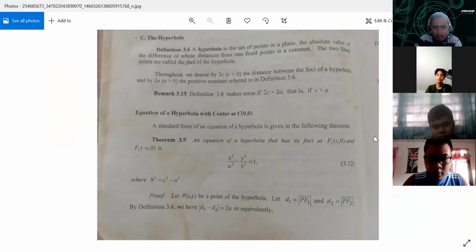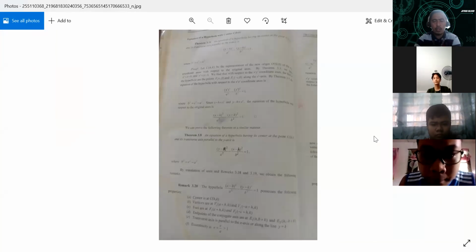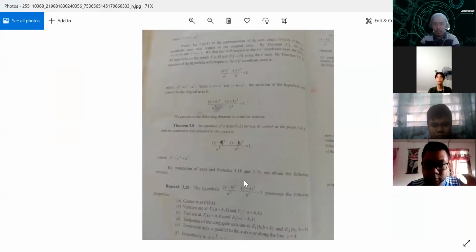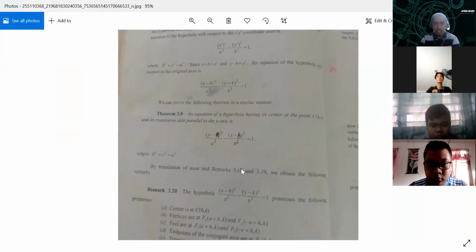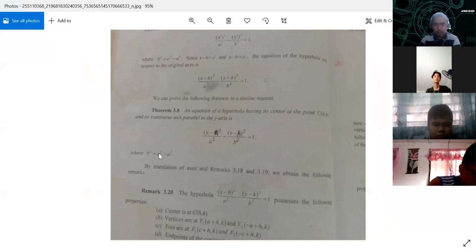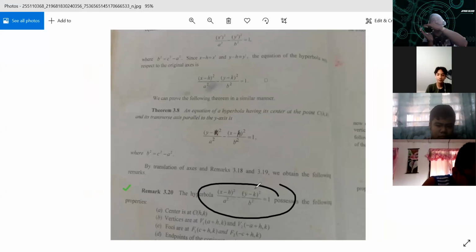There are also cases wherein your center is not at the origin. So the same thing, you just have to remember the following theorems. The first theorem is this. This is the hyperbola wherein your center is at (h, k). Okay? And its transverse axis is parallel to the x-axis.